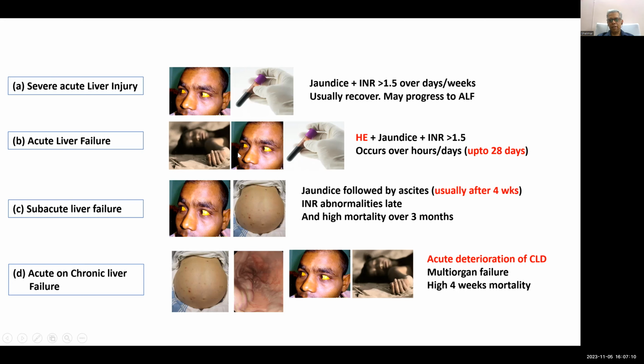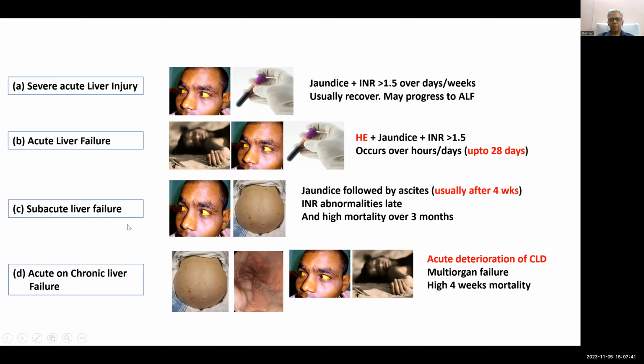ALF is defined, remember, by the need to have hepatic encephalopathy. Without hepatic encephalopathy, it's not ALF. It is then a severe acute liver injury. So in addition to hepatic encephalopathy, you have jaundice and an INR more than 1.5. Usually this syndrome occurs over a few hours to days. In the Indian subcontinent, we see most of our patients presenting within 28 days. In contrast, when you start reading Western literature, they say the duration may go up to 6 months.